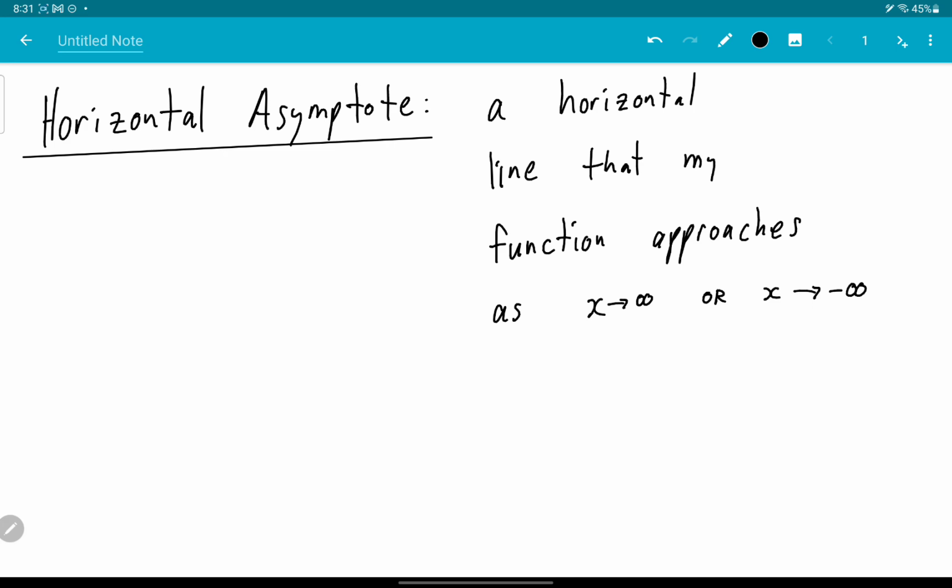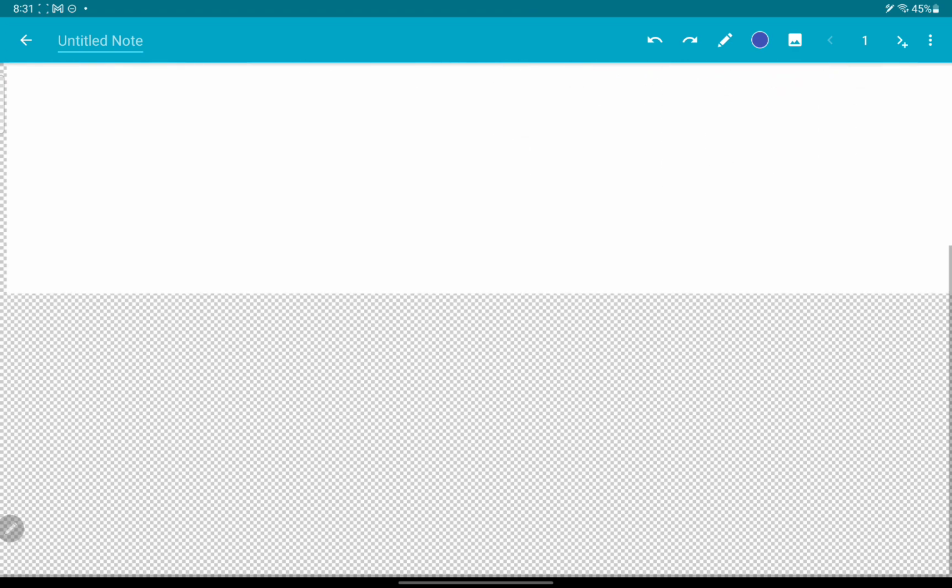How about some math? So copy all this down. Horizontal asymptote: a horizontal line that a function is approaching at the extremes. I can do a little picture here to give you an idea of what such a thing would look like.